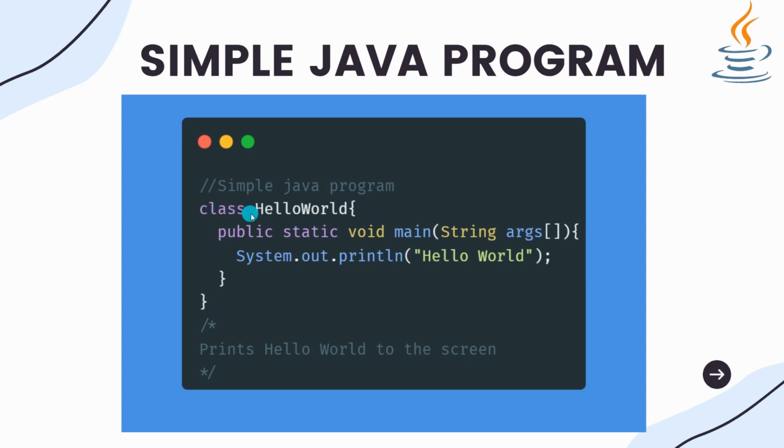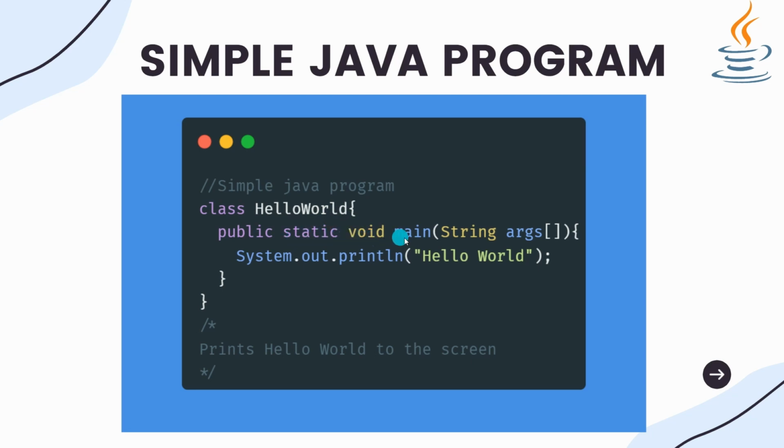Here you can see that we created a class known as hello world. The class keyword is used to create a class. Everything in Java is class and object. Here we will try to create a main method. Public static void main. Public means this main method will be accessible inside the class as well as outside the class.